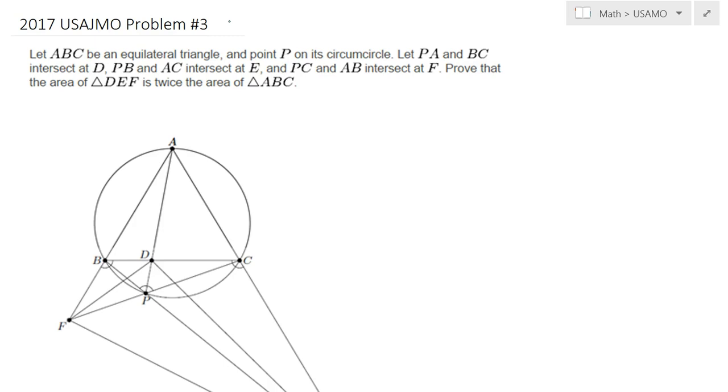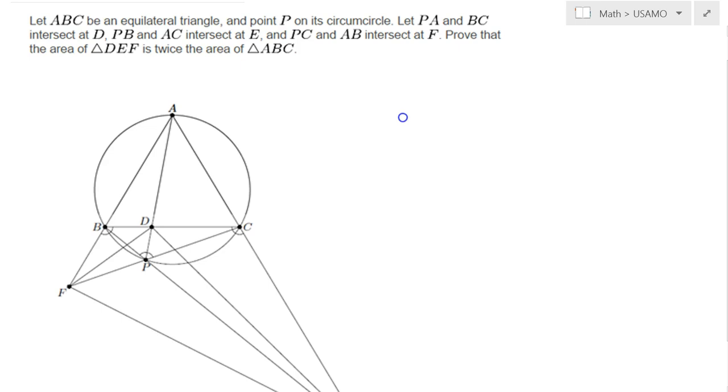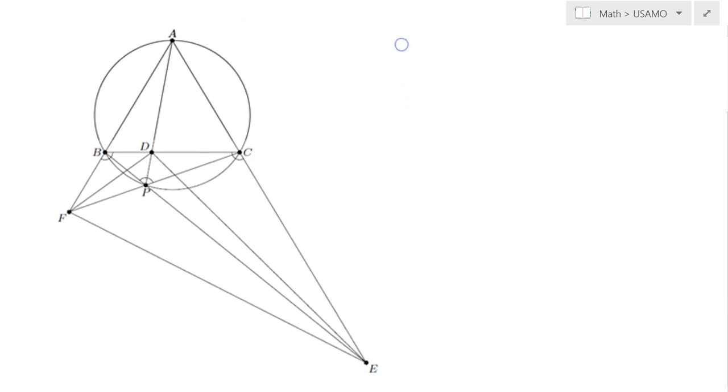It's again a geometry problem. We're given an equilateral triangle ABC, as you can see in this picture here, and point P is on the circumcircle of the triangle ABC, and then we define three new points D, E, and F as described in the question, as you can see in the picture as well. And finally, the question is basically asking us to show that the area of triangle DEF is twice the area of ABC, where these square brackets represent area.